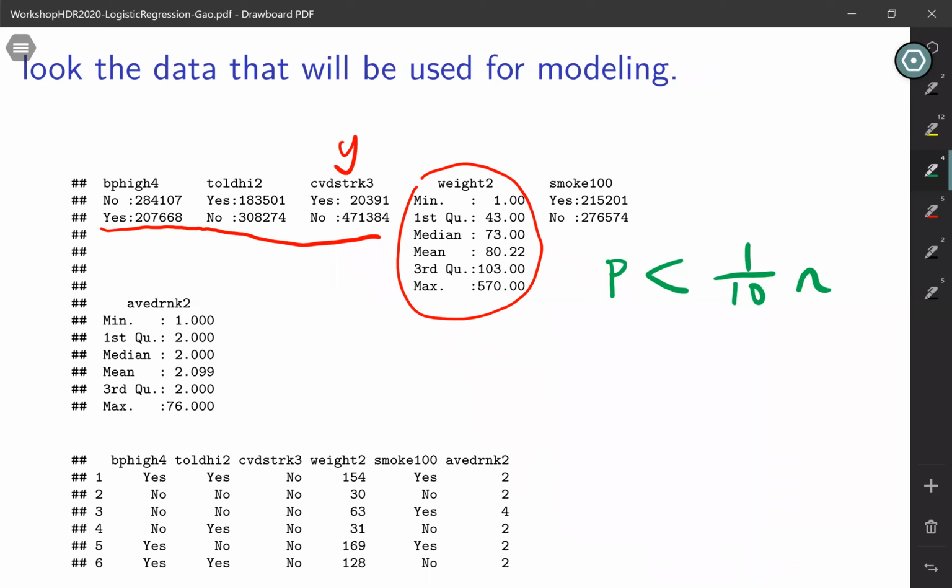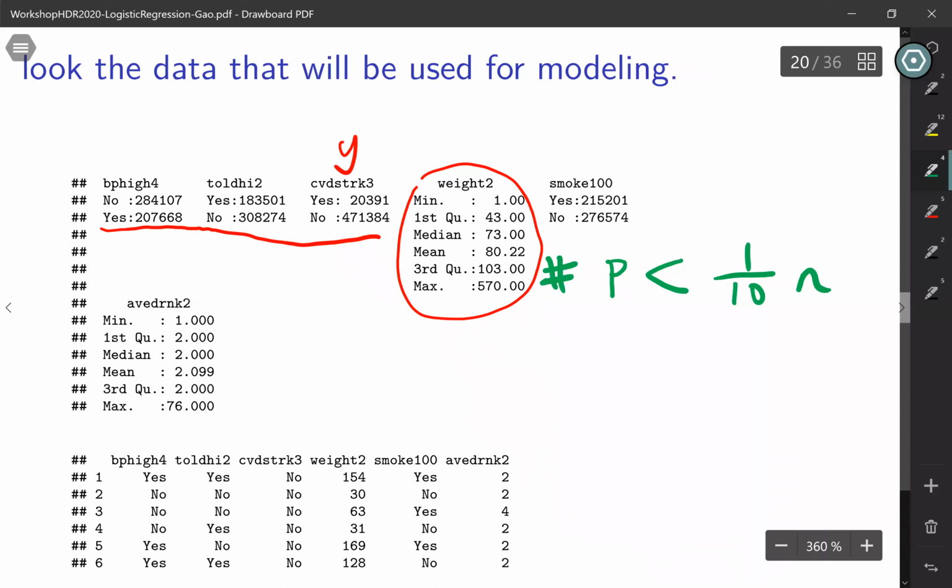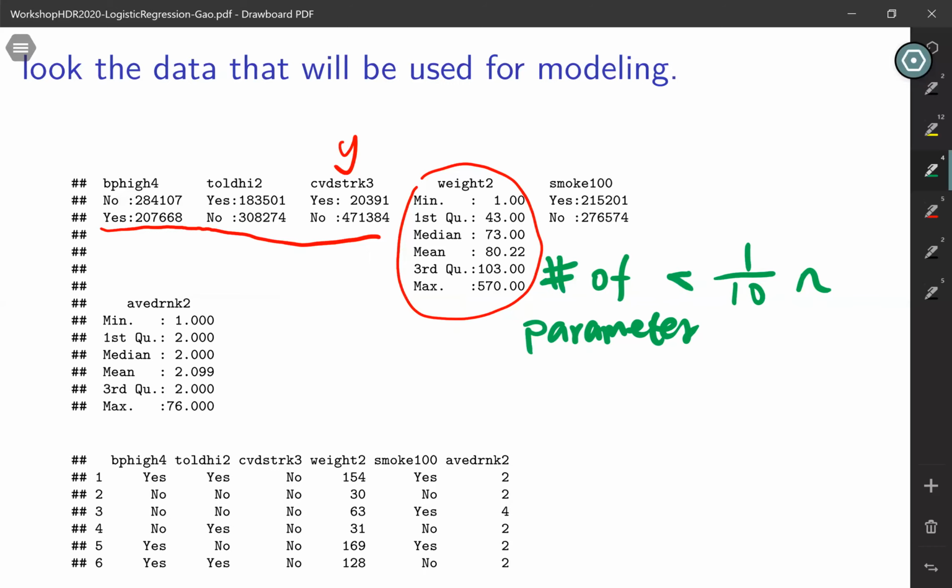So that's the number of parameters. This is not a strict rule, okay? It's just an ad hoc idea, like a tool. Yes. Okay, thank you very much. Thank you.